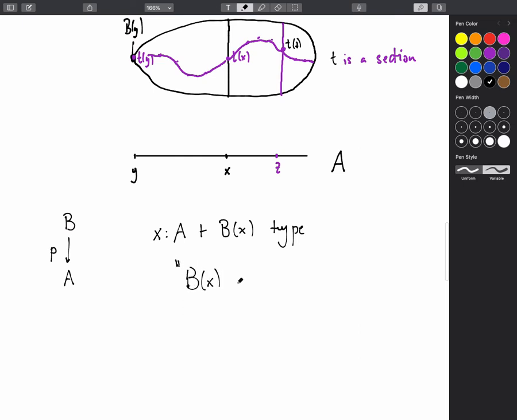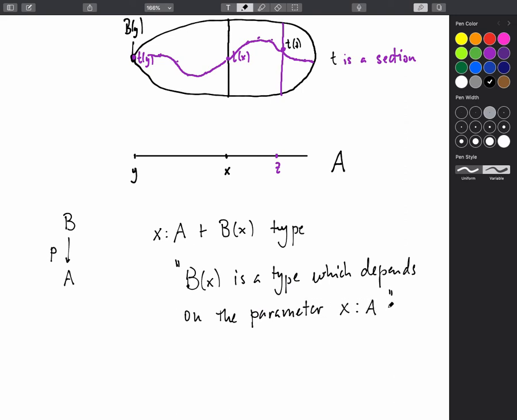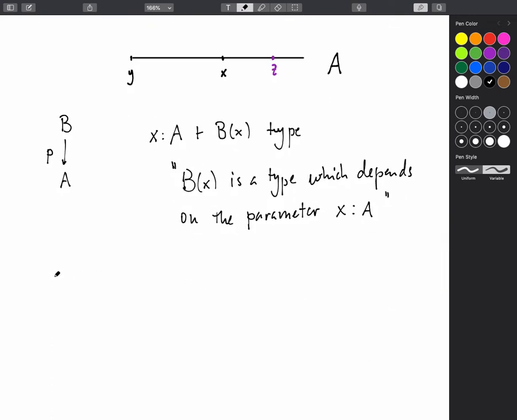B of x is a type which depends on the parameter x from space A. And you can in general have more than one parameter, so the most general would be something like that. I have parameter x1, I have parameter x2, and then parameter x2 may depend on x1, like that, dot, dot, dot.